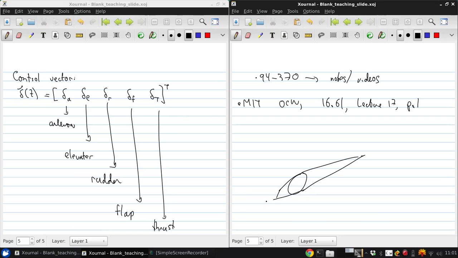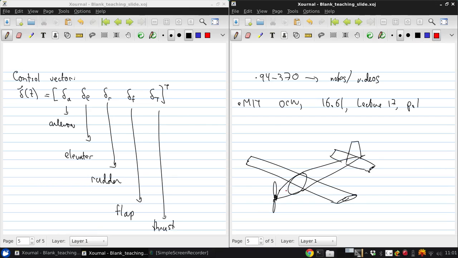like the fuselage, there's the wing. Here's the horizontal tail. And there's the vertical tail. And here's maybe a propeller at the front. Then we define axes like this.